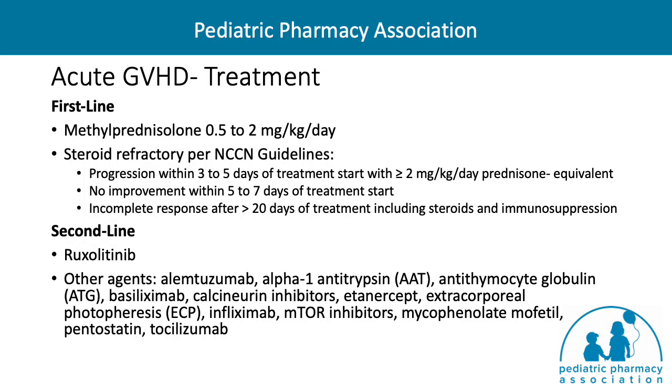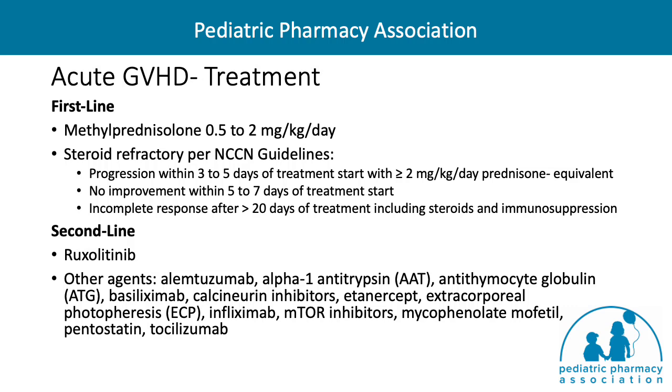Sometimes our prophylaxis strategies just aren't enough, and patients will develop acute GVHD. For acute GVHD treatment, steroids are considered first-line options. So recommendations are for methylprednisolone dosed at 0.5 to 2 milligrams per kilo per day.